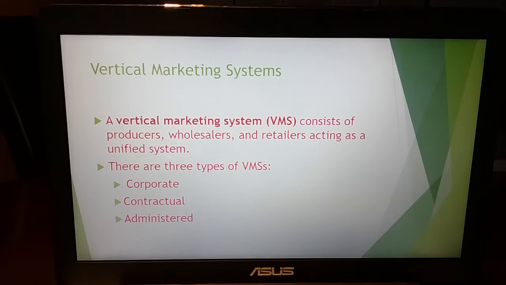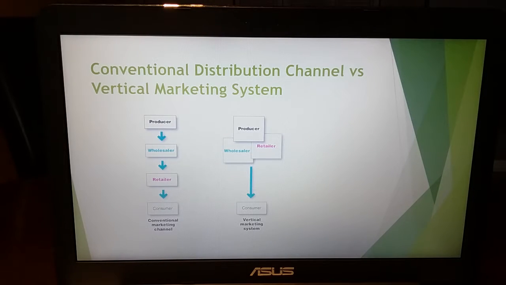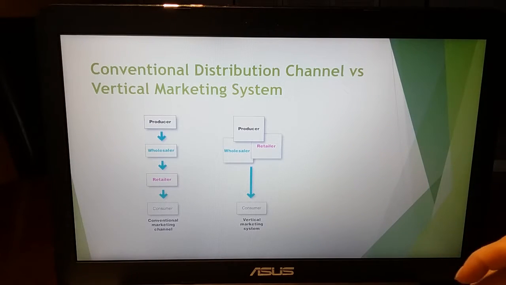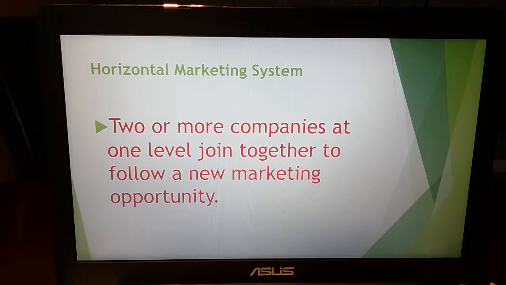So it's when they all work as a unified system. Now, I'm not saying they necessarily have to own it, but they could. Usually what happens is that one person has so much control that the other ones cooperate. It's a vertical marketing system. Okay, so there we go, conventional, which is on the left, and then the vertical, you can see there's the grouping together of them, overlapping almost like a Venn diagram.